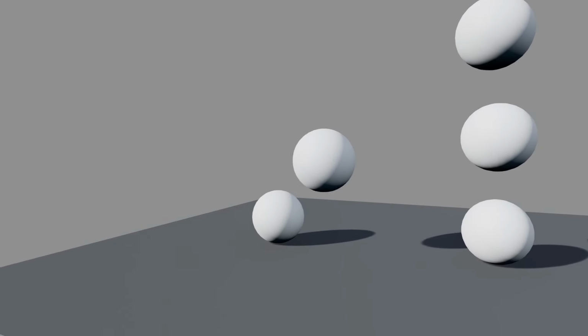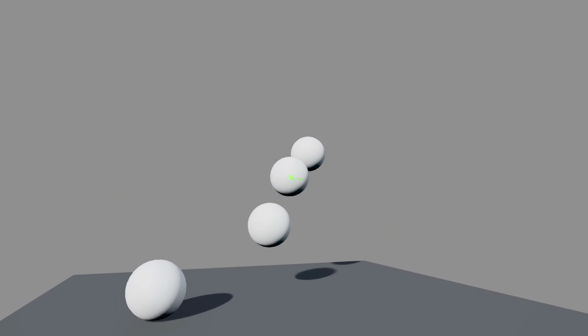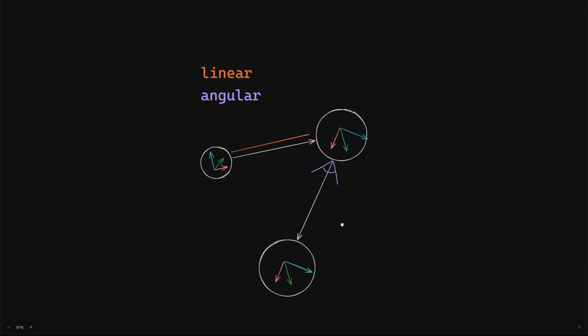And as you can see, this one is a chain, and the chain basically will set a specific connection between spheres. The way that we connect them is with constraints. There are generally two types of constraints. We're going to talk about linear constraints and angular constraints.